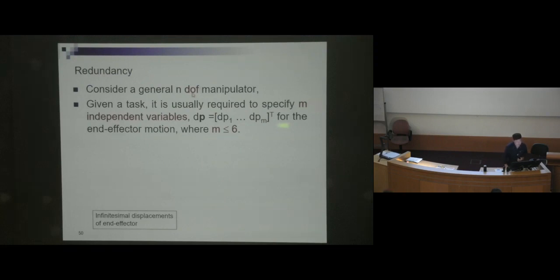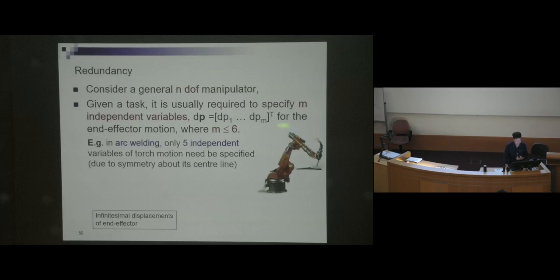So if I have a general m degree of freedom manipulator, and you're given a specific task, you need to specify the m independent variables. So you have your dp equal to dp1 to dpm transpose for the end effector, when m is less than or equal to 6. For example, in arc welding, 5 independent variables of torch motion need to be specified due to symmetry about the center line.